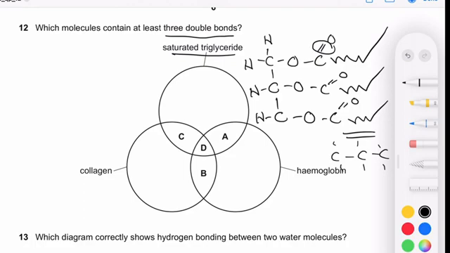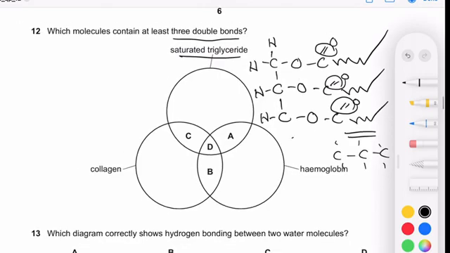So actually, do triglycerides have at least 3 double bonds? Each triglyceride has three ester bonds, so yes, that is true. The triglycerides contain at least 3 double bonds. So we can do a check here.